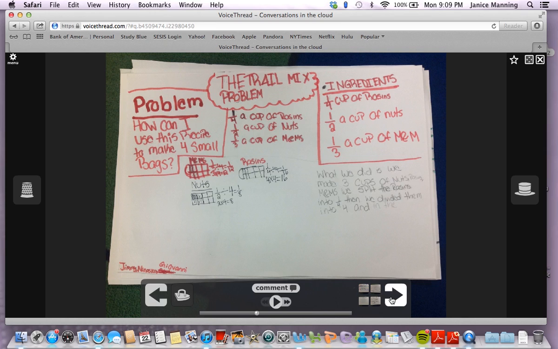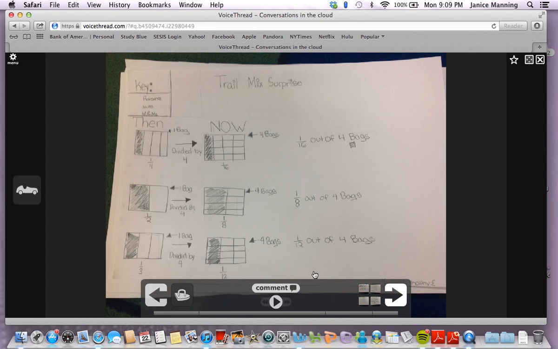And then also, you can hear them when they're explaining their thinking, that they're really processing how to do the math. And here's an example of that here.